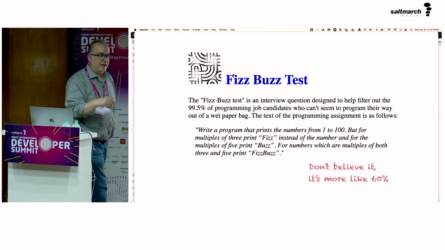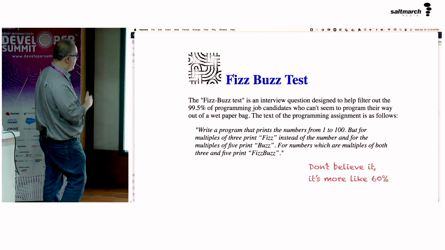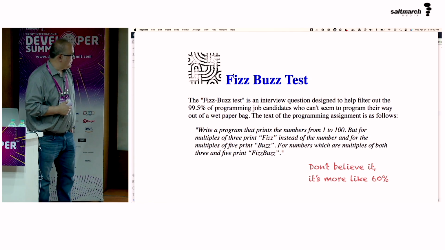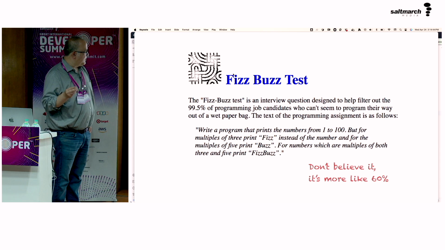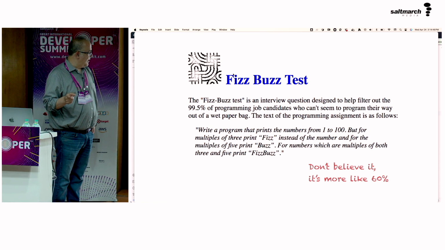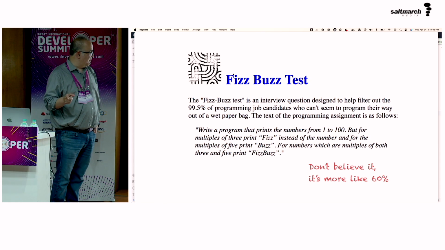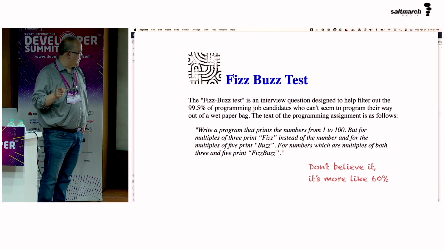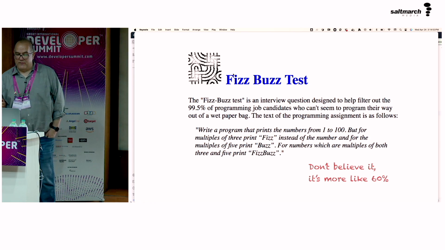And by the way, this particular test is usually used for a lot of interview questions. Write a program that prints the numbers from 1 to 100. For multiples of 3, print fizz instead of the number. For multiples of 5, print buzz. And for numbers that are multiples of 3 and 5, print fizzbuzz.